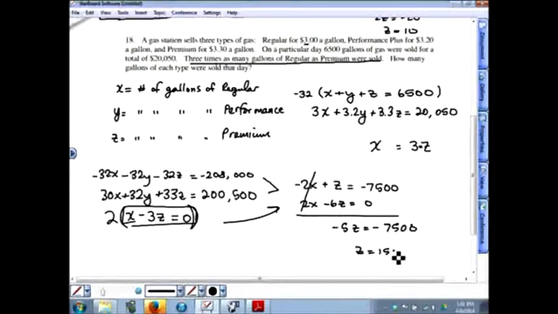Divide by negative 5, and z is equal to 1,500. So that's the number of gallons of premium. 1,500 gallons. Now I said there was 3 times as many gallons as regular, so if premium is 1,500 gallons, that means regular is 4,500 gallons. And there were only 6,500 gallons of gas sold that day. 1,500 and 4,500 is already 6,000, so that only leaves 500 gallons of performance.